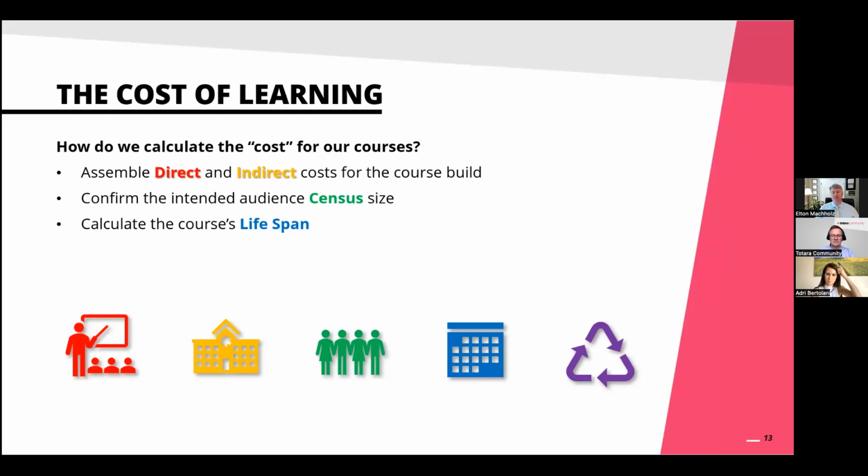Next is the course lifespan. How long is this content going to be relevant to what we're doing? If it's a health and safety topic like bloodborne pathogens, I've probably been using the same BBP course since 2007, something like that, maybe with some minor tweaks. But there are other topics that may come up, for example COVID training, or policy training that might only be good for a year. Knowing what that lifespan is will also be part of our calculation.